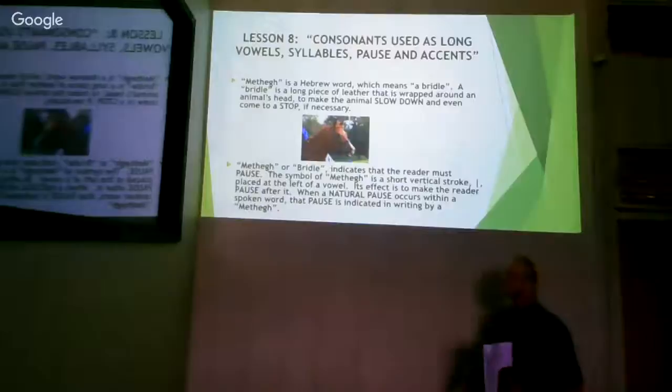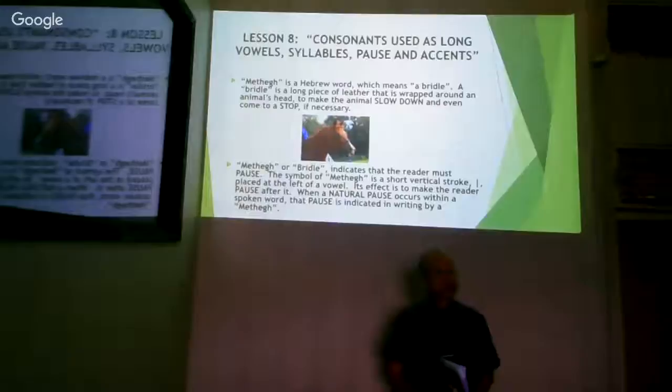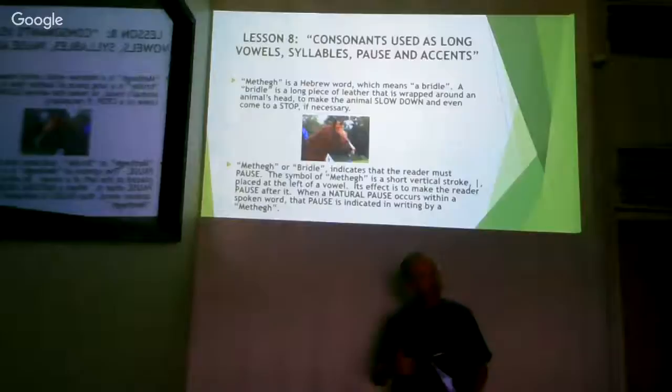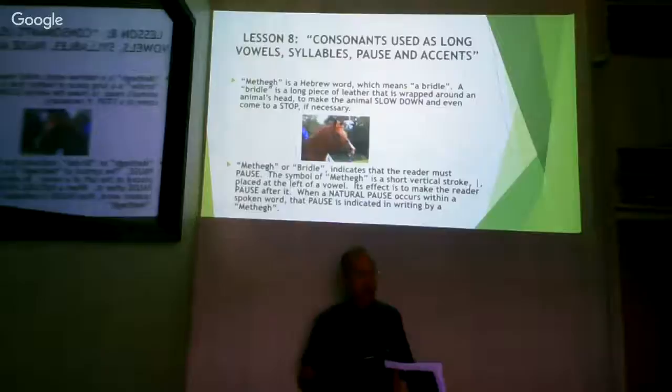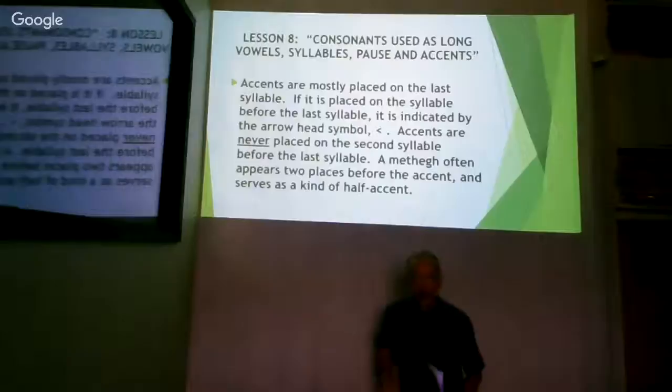Natural pause meaning, as you are speaking to someone, you just find yourself instinctively knowing, I need to stop temporarily or briefly right now before I speak another word, or before I continue the pronunciation of the word. Okay, so that's what methegh is. Not really hard to understand. The pause. Now we come to accents.